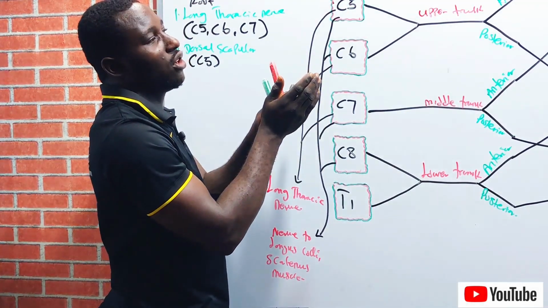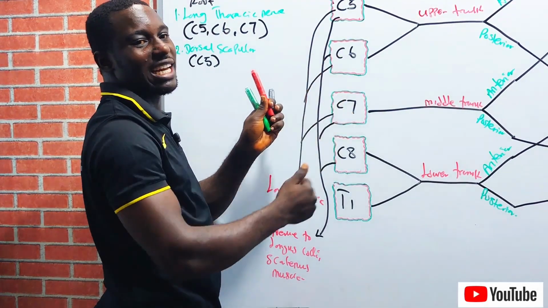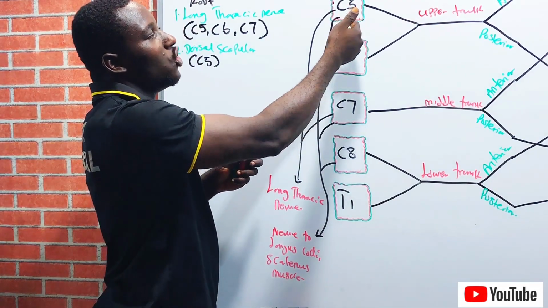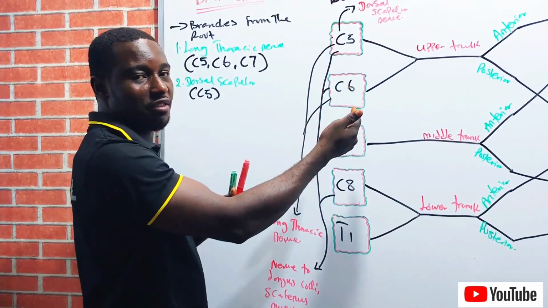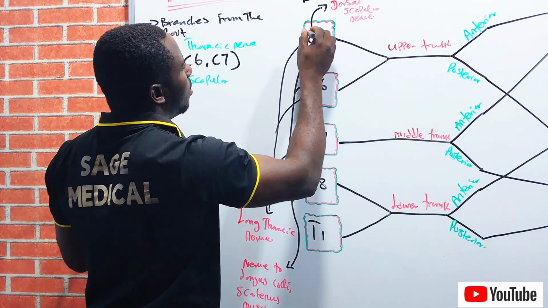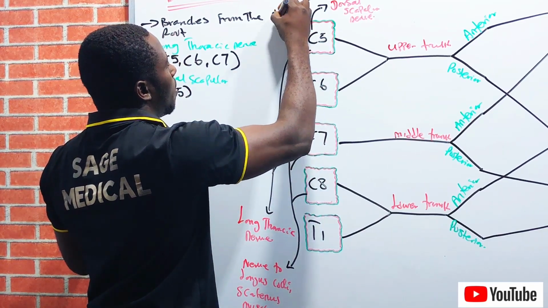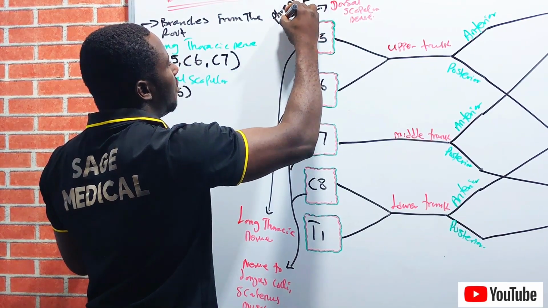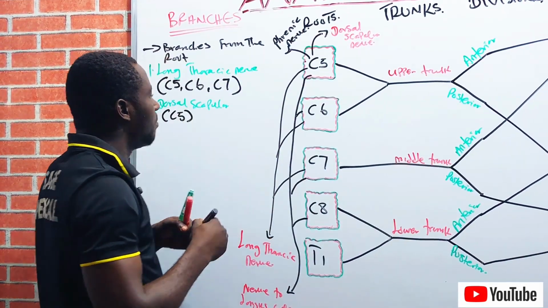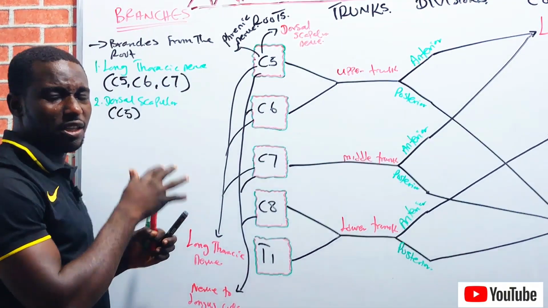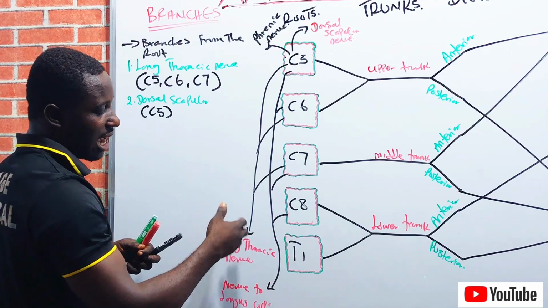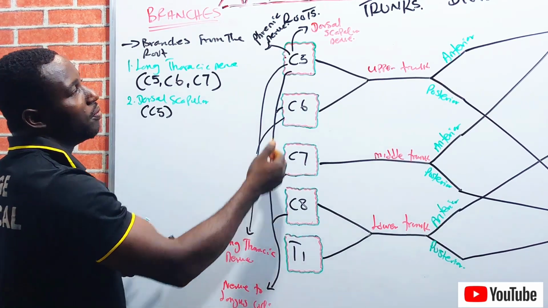This phrenic nerve arises from C5, although it is between C4 and C5. But C4 is not a major contribution to the brachial plexus; it's an associated contribution. So the phrenic nerve comes from C4 and C5. The phrenic nerve is the motor nerve of the diaphragm. It has a root value of C4 to C5. You get? These are the associated nerves arising from the roots.